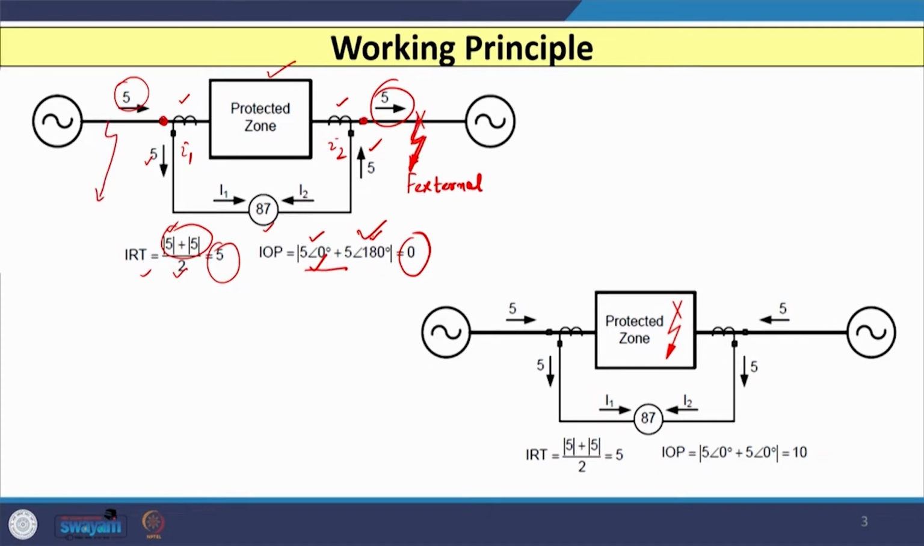Now, let us consider the other case, when a fault occurs inside the transformer. This is the case of an internal fault, which occurs inside the winding of the transformer. In the earlier case the direction was this, but when an internal fault occurs this direction reverses. So both I1 and I2 are 5 angle 0, and your operating quantity comes out to be 10, whereas your restraining quantity remains as it is, that is 5. As the operating quantity is greater than the restraining quantity, this digital relay operates.